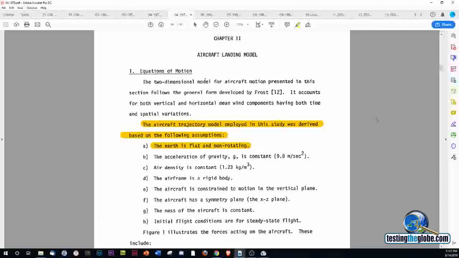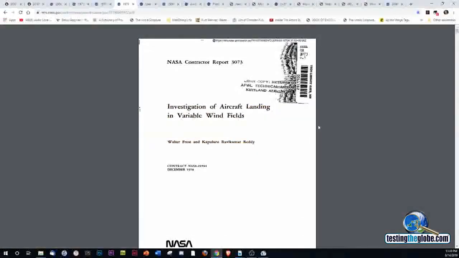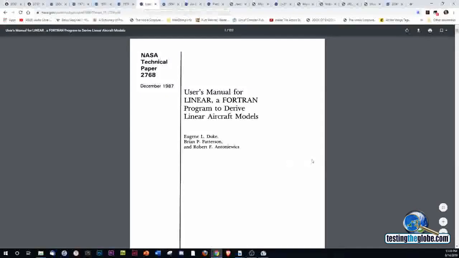The aircraft trajectory model employed in this study was derived based on the following assumptions. Number 1, the Earth is flat and not rotating. That's the number 1 assumption? So we're going to see this over and over and over again regarding the equations of motion. They're always using it on a flat, non-rotating Earth model, which doesn't make sense if you're developing aircraft and missiles and things like that to go over a rotating ball. Why would you start off with the assumption of a non-rotating flat Earth if the real-world application is over a spinning ball?